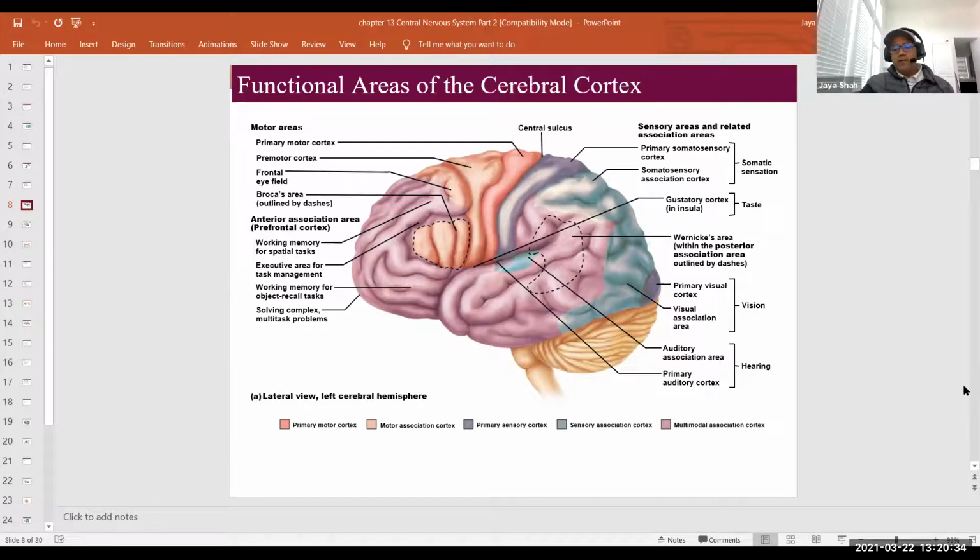So these are the functional areas of the cerebral cortex. I'm just giving you some idea of these areas. I focus more on the physiology of these areas, okay?